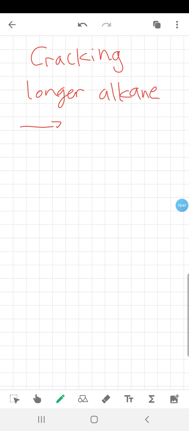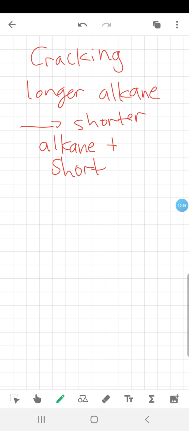And you end up with a shorter alkane plus a shorter alkene. Or you can get an alkene plus a hydrogen, but I'll get there. So now I'm going to explain this to you.